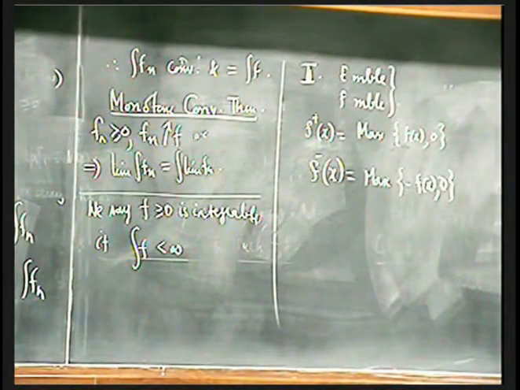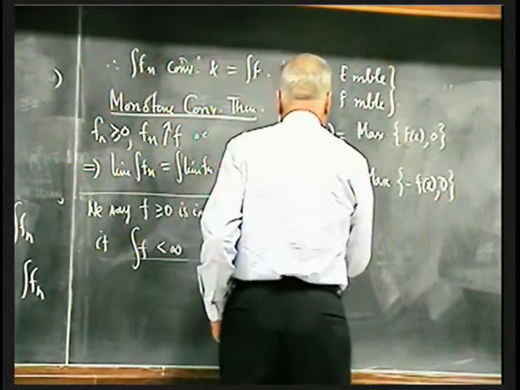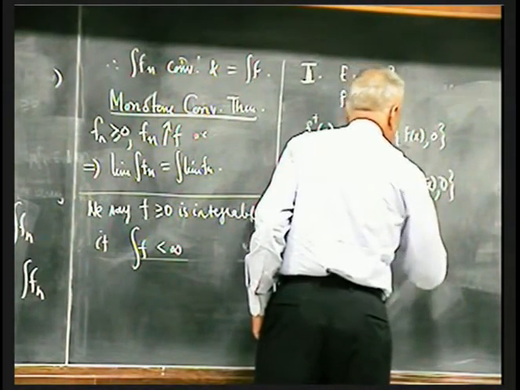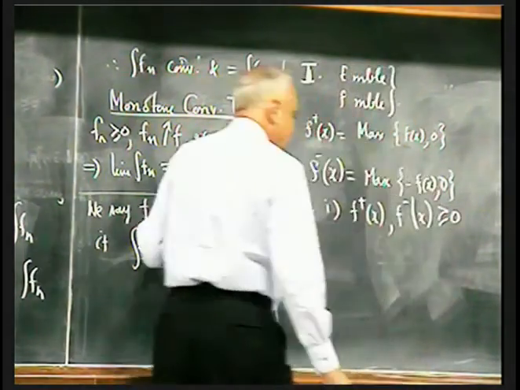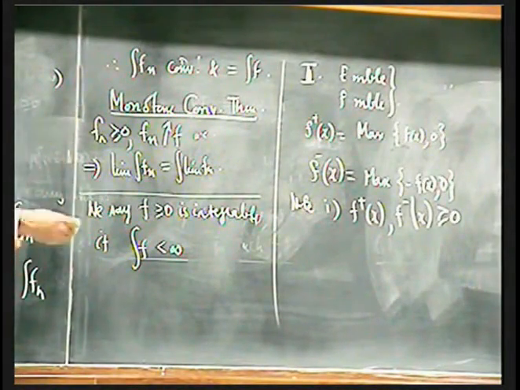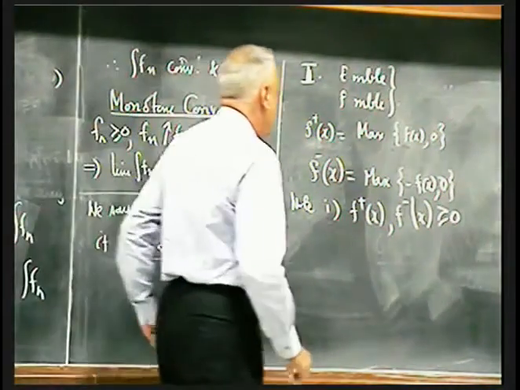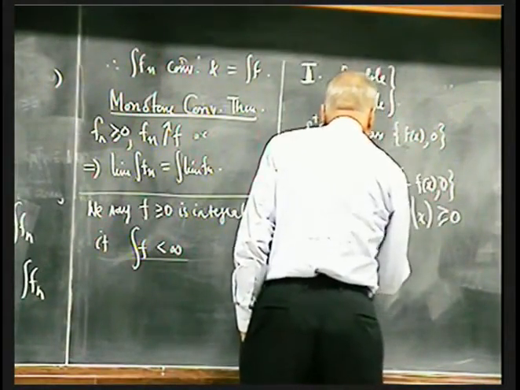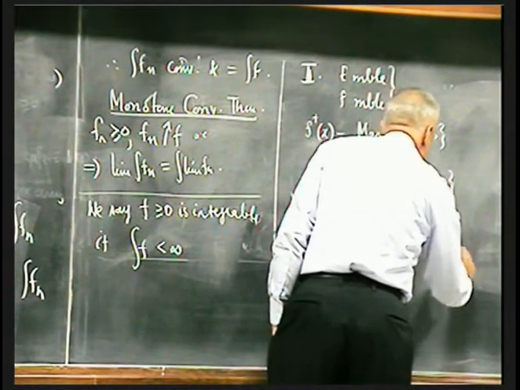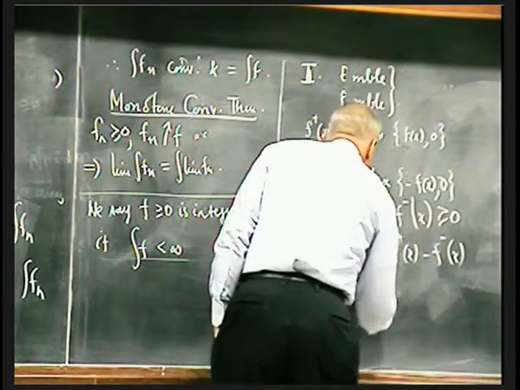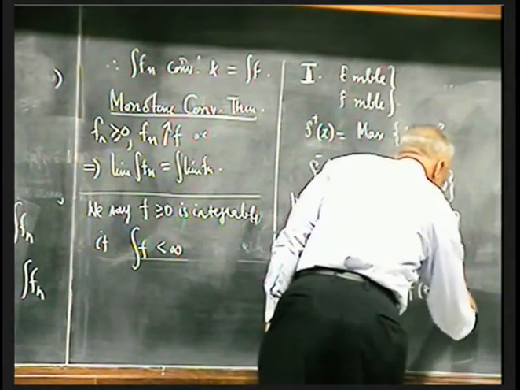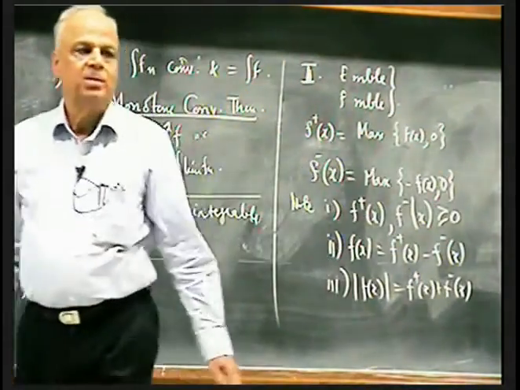So now back to this situation. So note: 1, f plus(x) and f minus(x) are greater than or equal to 0. So it goes step by step, it climbs one step and then pulls that result to the next step, and so on. And 2, f(x) is equal to f plus(x) minus f minus(x), and 3, mod f(x) is equal to f plus(x) plus f minus(x), because the negative must be brought to positive.